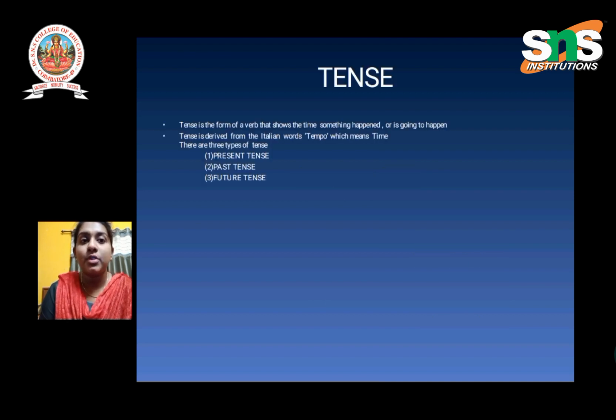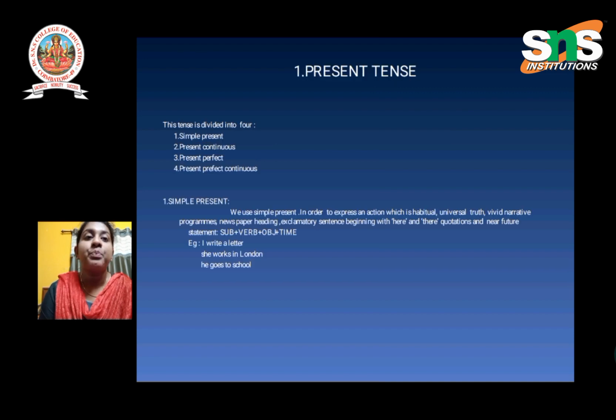I chose the topic tenses. Tense is the form of a verb that shows the time something happened or is going to happen. Tense is derived from the Italian word tempo, which means time. There are three types of tenses: one is present tense, second is past tense, and the third one is future tense.